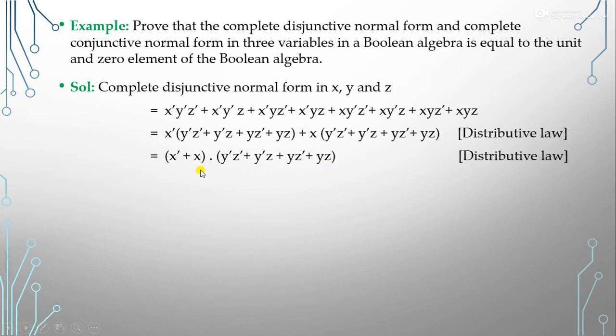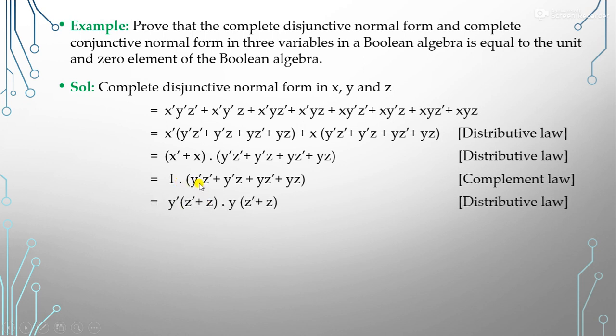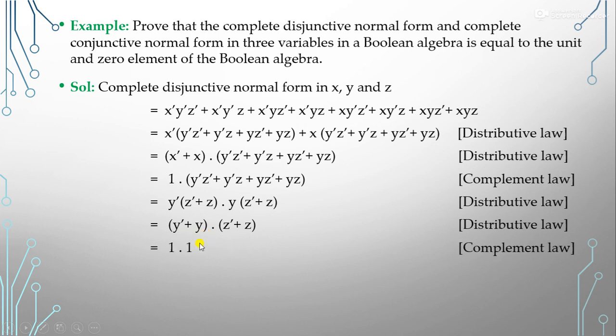After that, what is x dash plus x? This is equal to 1 by the complement law. After that, in the first 2 terms we have y dash common, and in the last 2 terms we have y common by the distributive law. Again we use the distributive law, that is y dash plus y and z dash plus z. Now what is y dash plus y? This is 1. Z dash plus z is 1 by the complement law, and 1 into 1 we can write as 1 by which law? By the idempotent law. So now we can see this is the unit element of the Boolean algebra, which means the complete disjunctive normal form is always equal to 1.